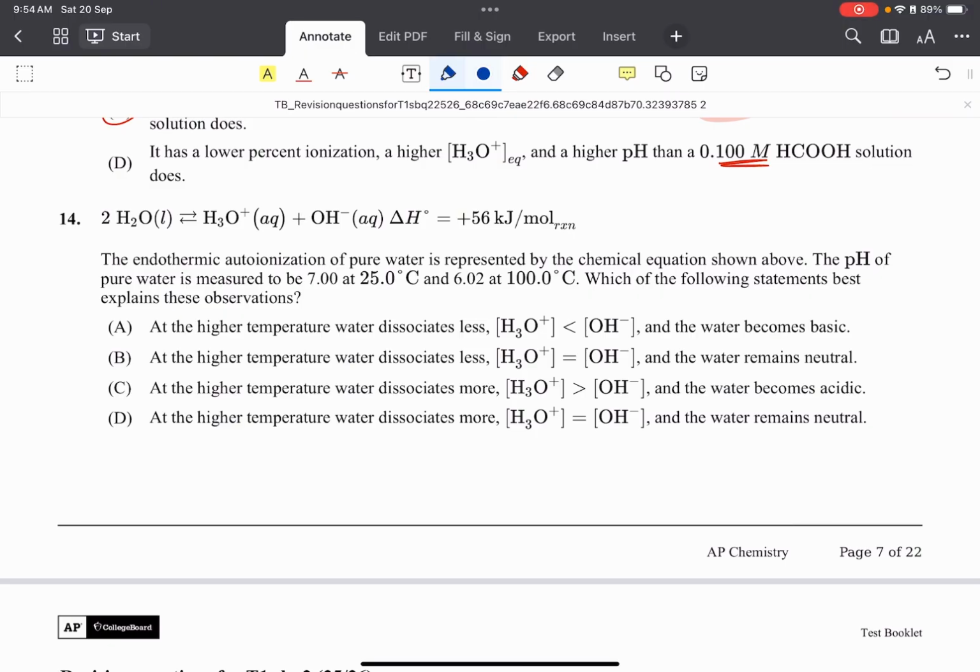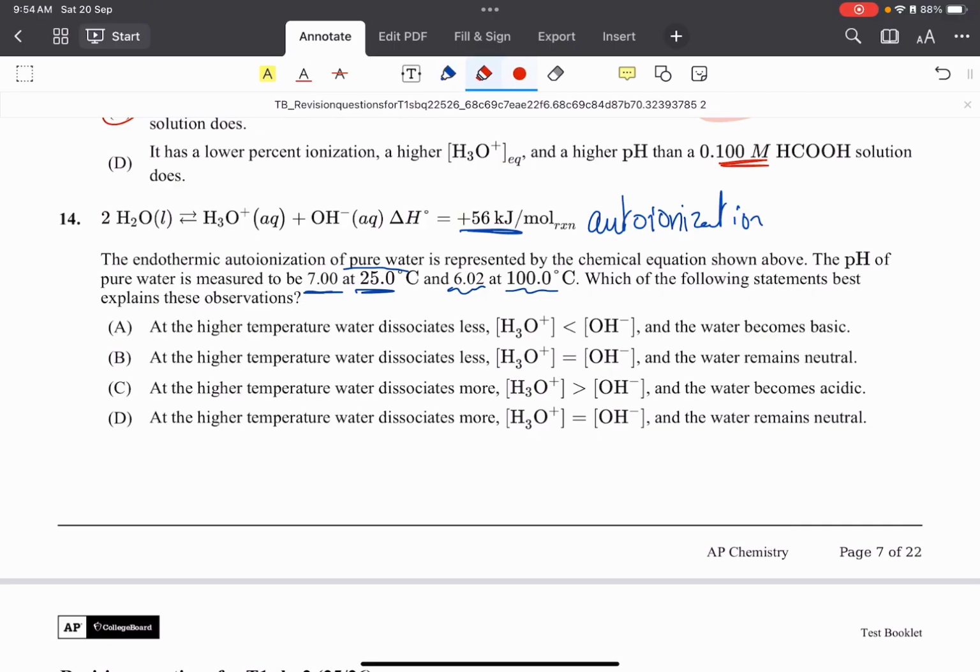This is the autoionization of water. As it shows, it's an endothermic process. The endothermic autoionization of pure water, neutral, is represented by the equation shown above. The pH of water is measured to be 7 at 25. Of course, the pH is going to change if the temperature changed. Which of the following statements best explains these observations?